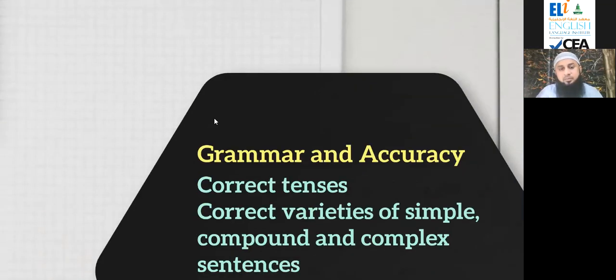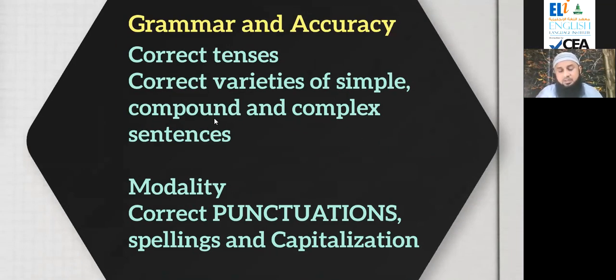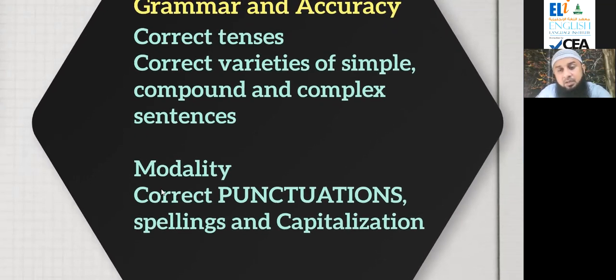After task achievement comes grammar and accuracy. As I said earlier, we had a session on Monday, we discussed the grammar is 4.5 bands and the accuracy is 4.5 bands again. So in grammar, they check your tenses. They should be correct tenses and varieties of simple, compound, and complex sentences. And then modality: should, could, might, must, these types of modal verbs. And the punctuation, spellings, and capitalization in the accuracy part. This is what they check.